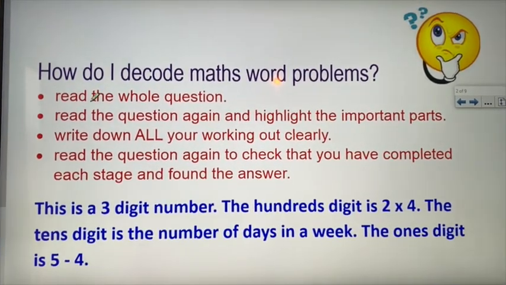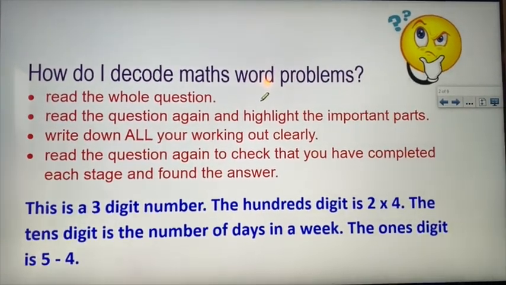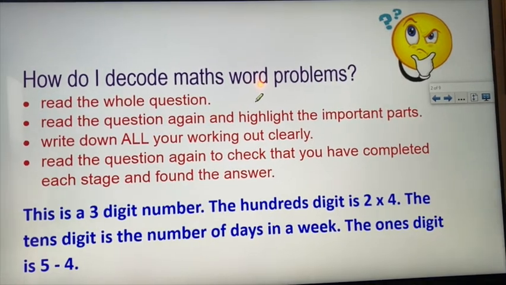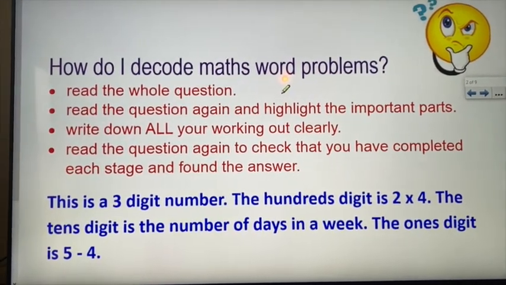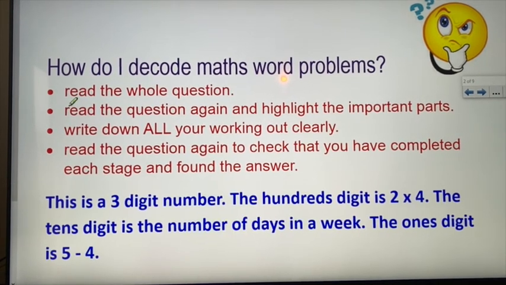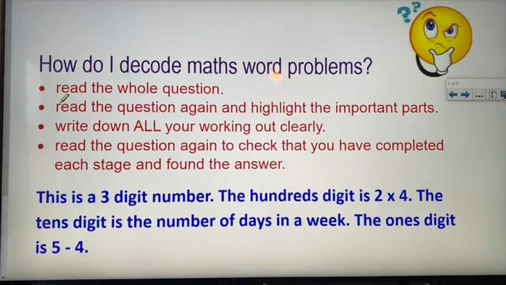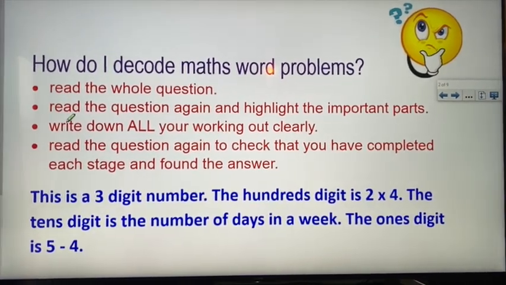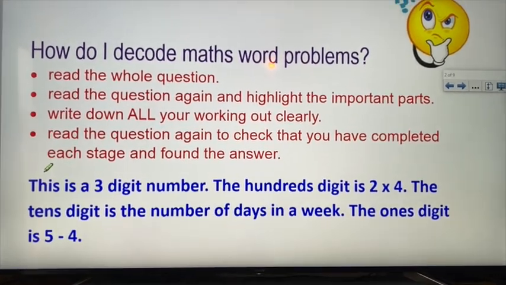First of all, you read the whole question from start to finish, so you get an idea of the whole question. There may be 1 stage to the question, there may be 2 stages or even 3. The next point, read the question again and highlight the important parts. Now, I have a question down here. This is one of your first questions, and we are going to decode this together.